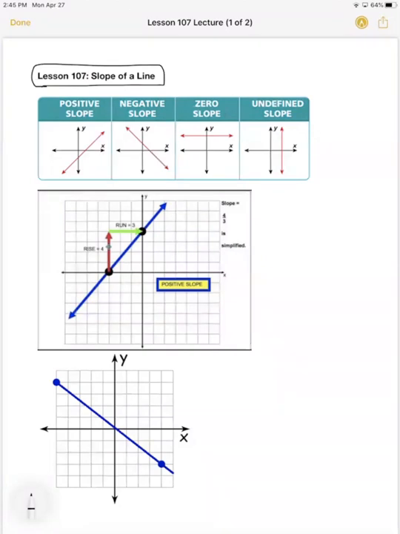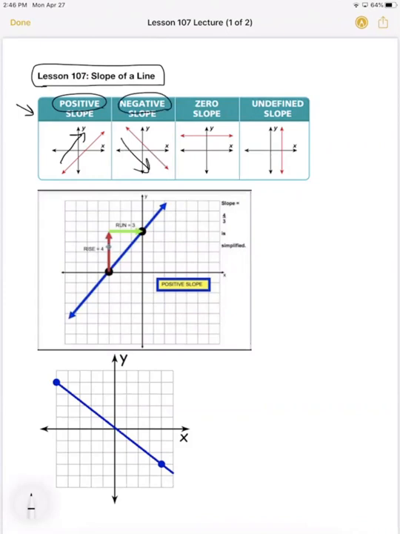The slope indicates how steep a line is. And we also talk about what direction the line is rising or falling. So let's look at this top chart here, and let's look at what a line with a positive slope looks like. A line with a positive slope, if you look at it from left to right, is rising. It is rising from left to right.